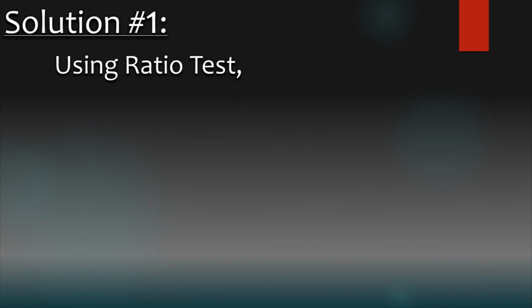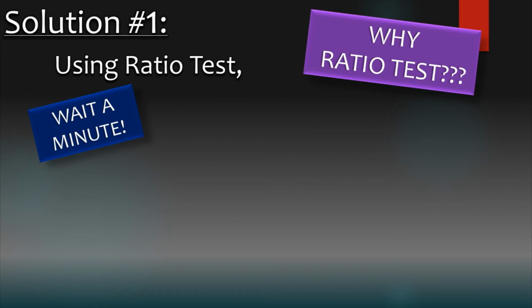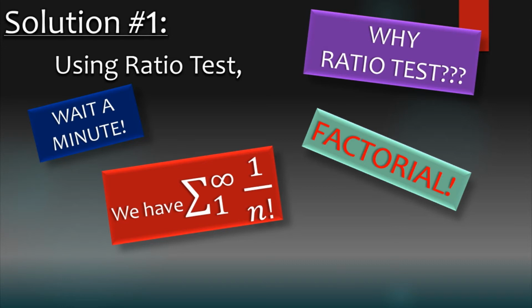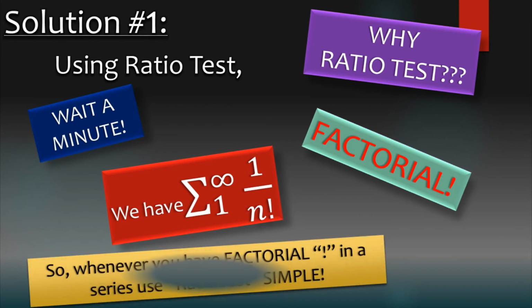Moving on with ratio test. Wait a minute, why ratio test? Well, the series 1 by n factorial has factorial in it. So whenever you have a series with factorial, your first choice should be ratio test. And if it fails, then use any other test.